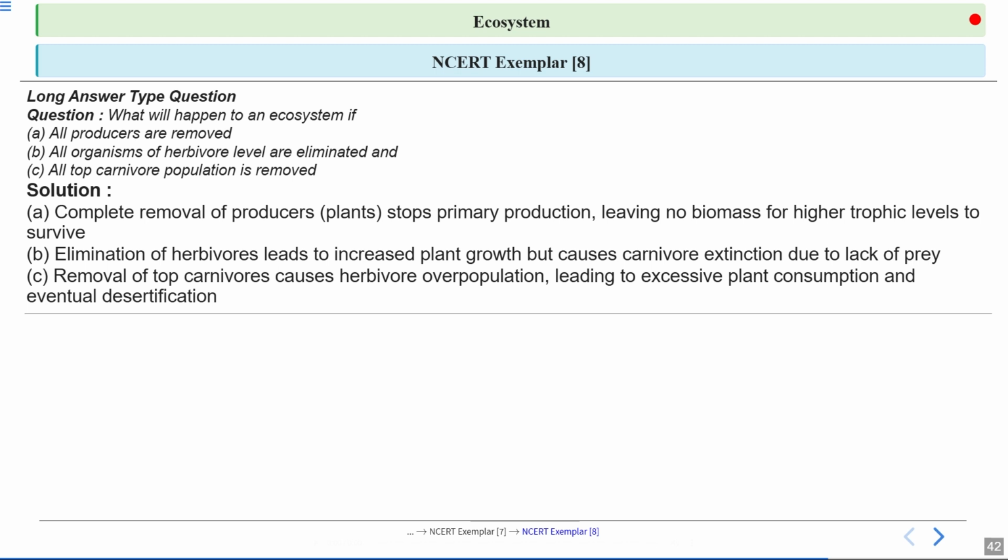Okay, clear? So now animals are consuming these plants at a very fast rate, and the plants are not able to regenerate themselves. So ultimately the ecosystem will again collapse.